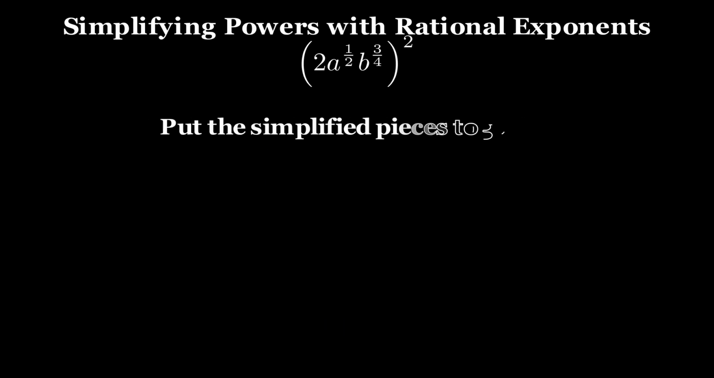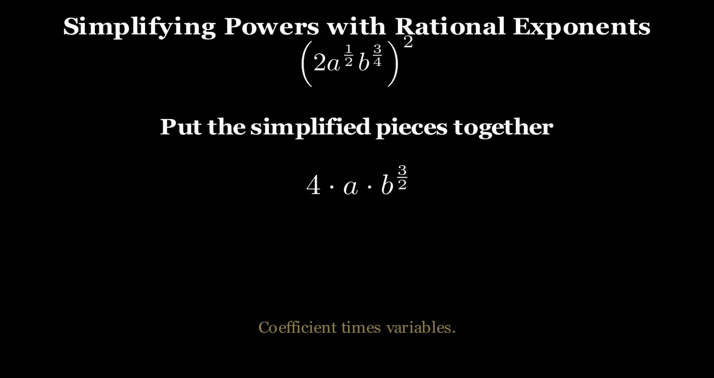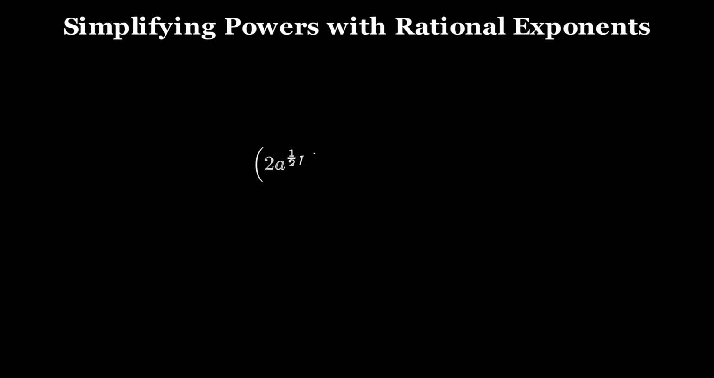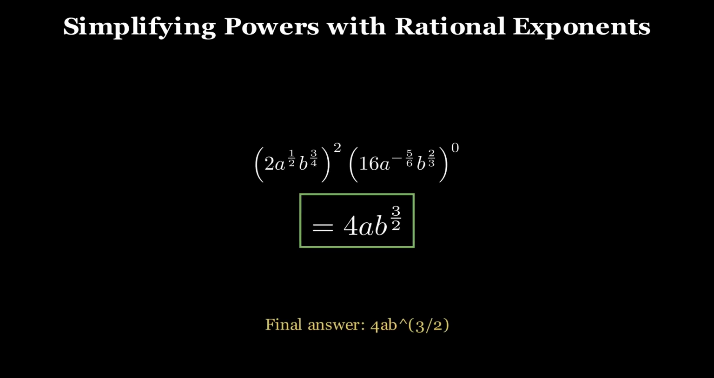Now put the simplified pieces back together. 4 times a times b to the 3/2 power. So the final answer is 4ab to the 3/2 power. We do not write a to the first power, we just write a.